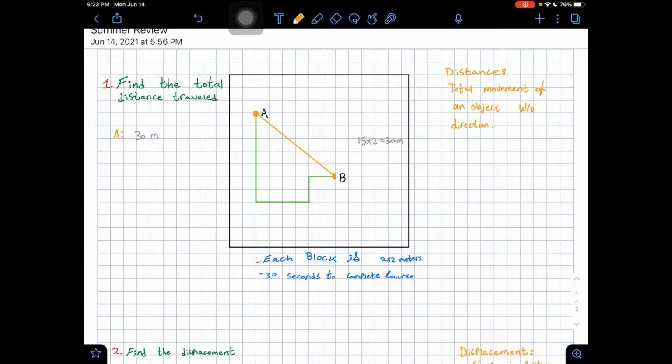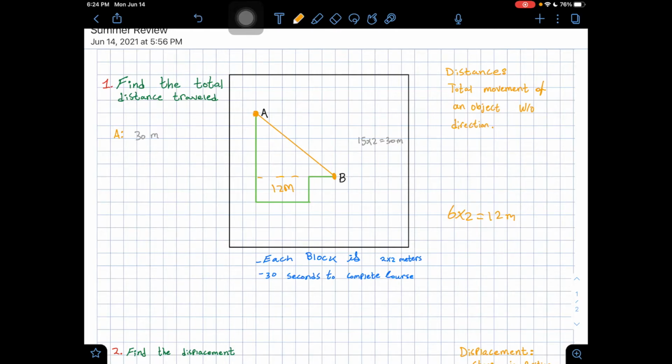If we know that each block is 2 meters, let's count how many blocks we have in our base. Let's make an imaginary line right here. That's going to be the base of our triangle. So we can see that we have 1 block here, a 2nd block, 3rd block, 4th block, 5th, and 6th. We know our base is 6 blocks wide, and each block is 2, so 6 times 2 equals 12. So our base is 12 meters.